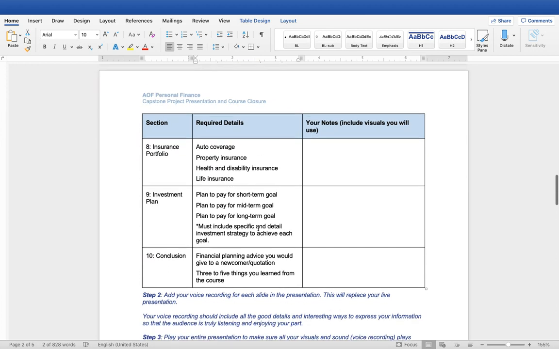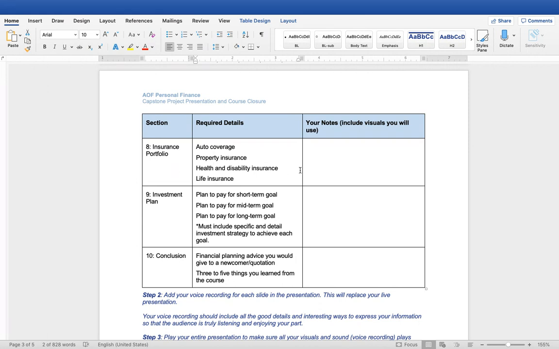All right, moving on. The next section is the insurance portfolio. So at this point, you're going to think about, okay, these are the expenses I have at the age of 25. This is my income. These are the assets and the liabilities I have. Well, what kind of insurance do I need at this stage of my life? Do I have a car? If so, I definitely need car insurance. What kind of coverage am I getting? How about property insurance? If I own a home, I need property insurance. If I rent, I need renter's insurance.